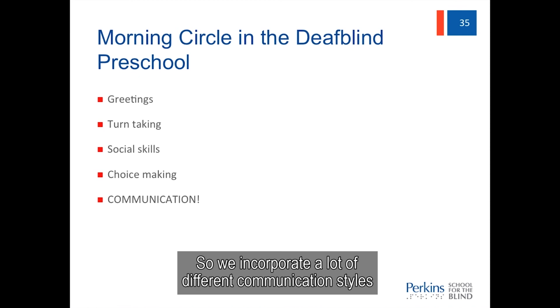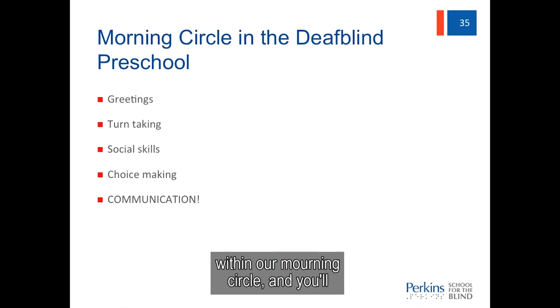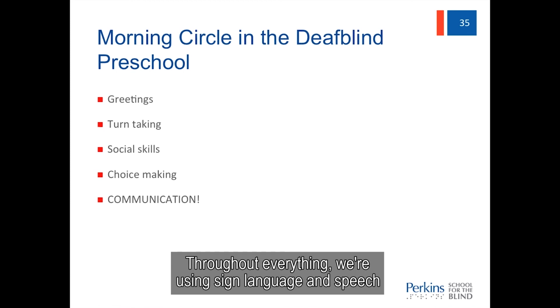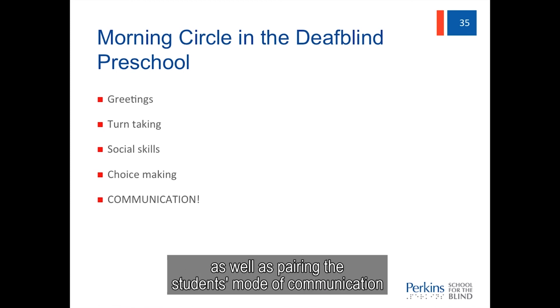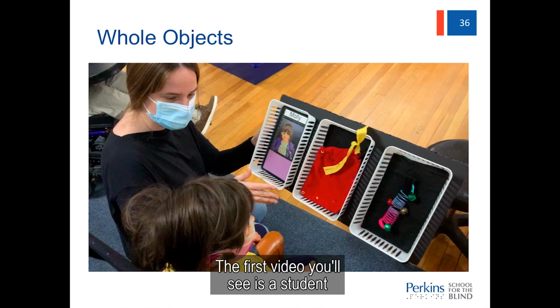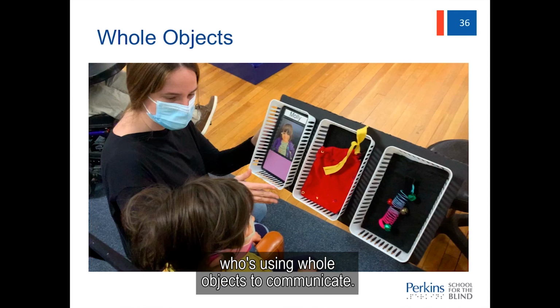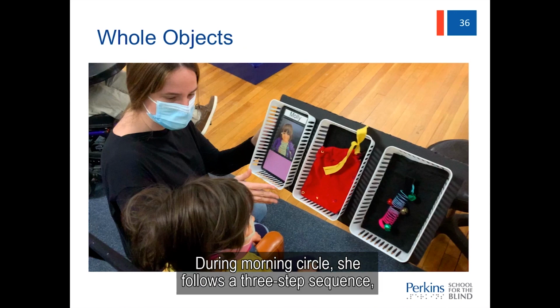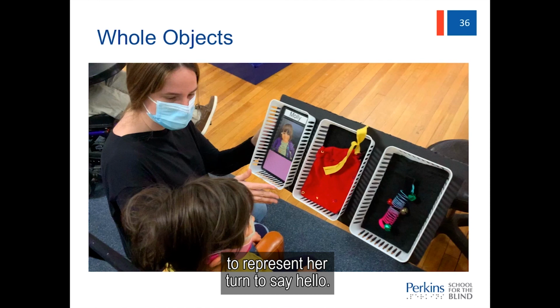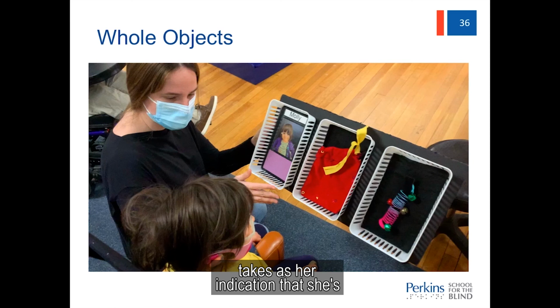So we incorporate a lot of different communication styles within our morning circle, and you'll see some examples of that. Throughout everything, we're using sign language and speech, as well as pairing the students' mode of communication when we're focusing on each of them when they take a turn. The first video you'll see is a student who's using whole objects to communicate. During morning circle, she follows a 3-step sequence where she starts on the left and takes her name symbol to represent her turn to say hello. In the middle is the circle bag that she takes as her indication that she's ready for her turn to pick.